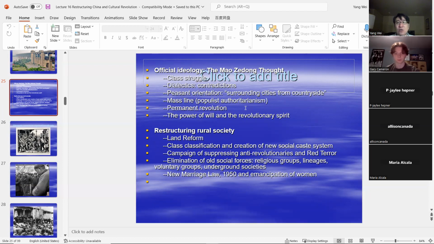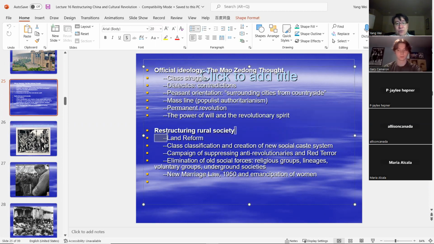It focuses on class struggle, on the so-called dialectical materialism, and the importance of peasants, a mass line, that means the party is going to mobilize the population. There's a populist tendency or orientation in Maoism. And Mao later developed this new idea of permanent revolution. We're going to talk about that later.